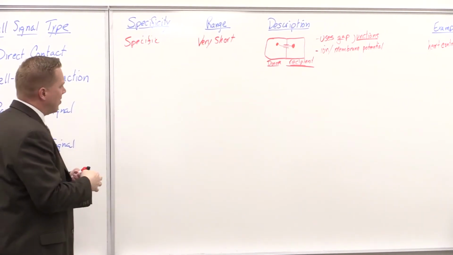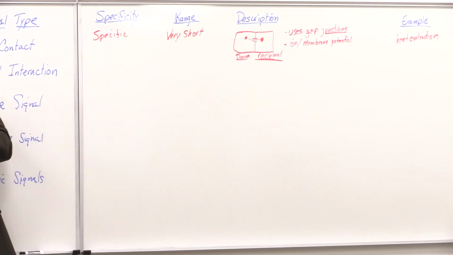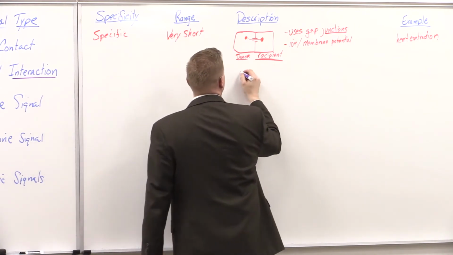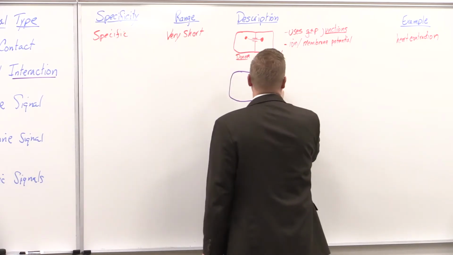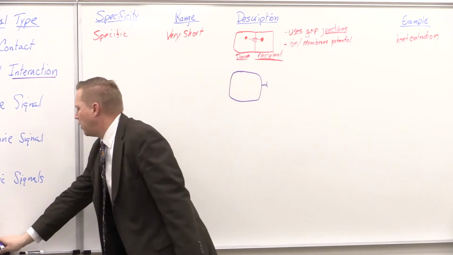In our next example, so now let's do cell interaction. We'll do this one in purple. And in cell-cell interaction, you are going to have our donor cell, and the donor cell will have some kind of ligand on it.